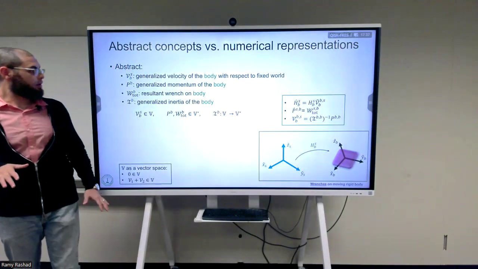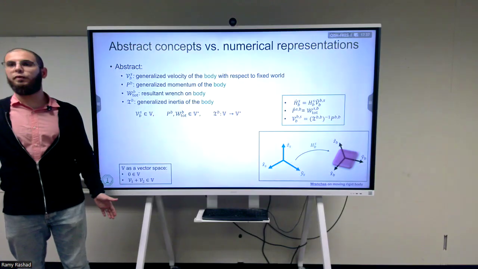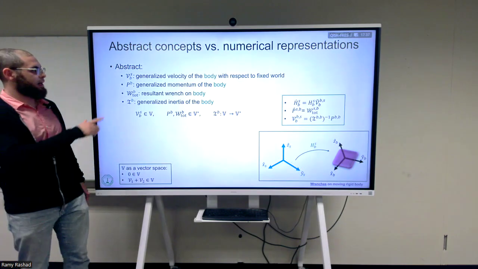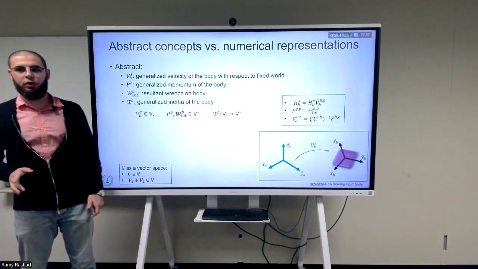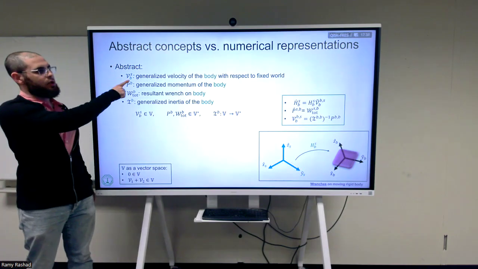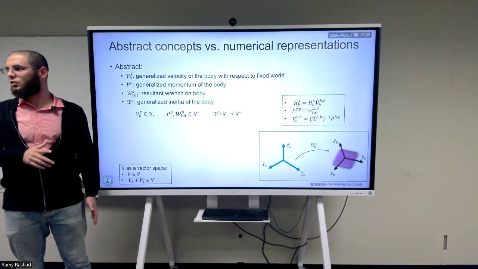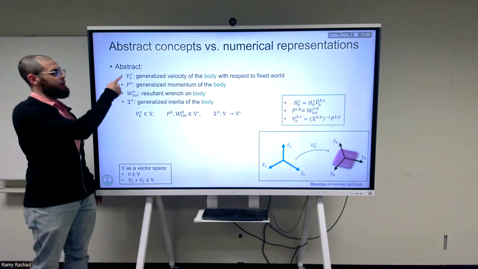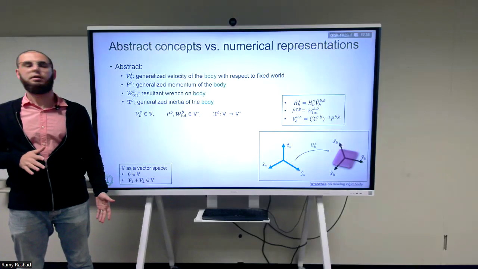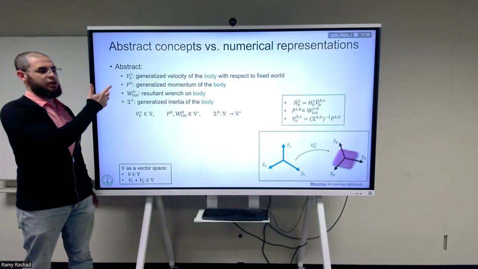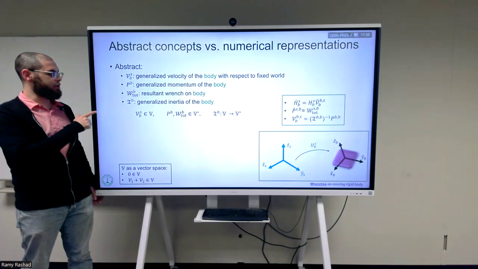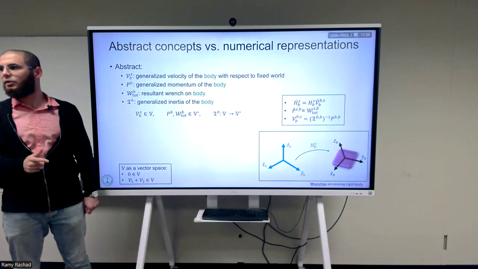First of all, if you remove all of this idea of where you express stuff, you'll find that in the end, these are the 4 abstract concepts that we introduced. One, the generalized velocity of the body with respect to the fixed world. And this is simply V, B down, S up. There is no expressed in. Then you have a momentum, which is the generalized momentum of the body. You have a generalized force, which we call the wrench, and you have the generalized inertia of the body.